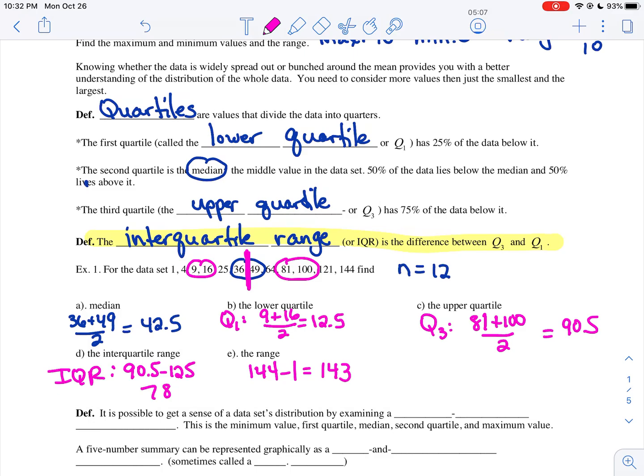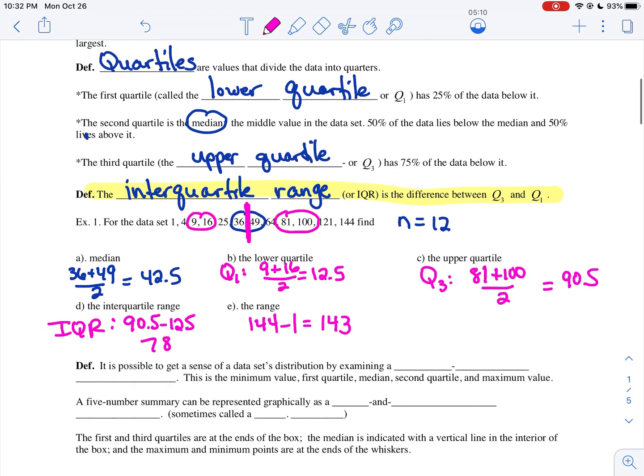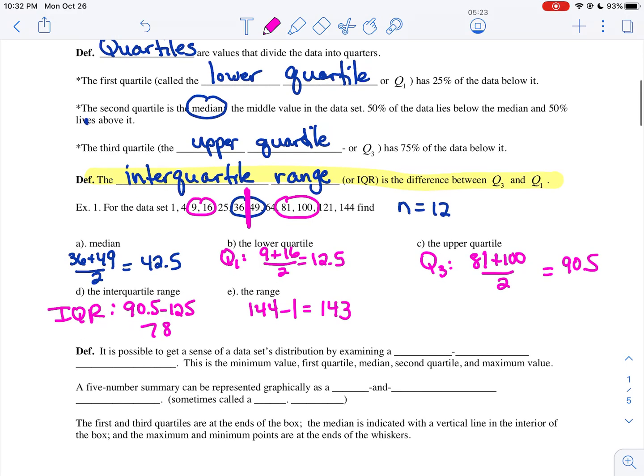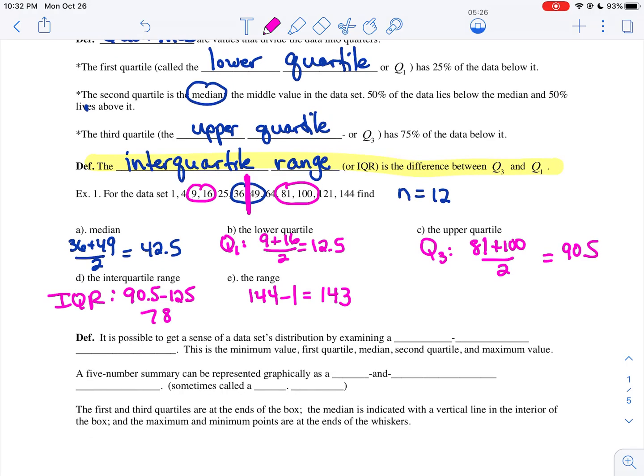So let's stop and think about this. If I looked at the data set, the median or the middle is 42.5, but it has a really big range of 143. Okay? So it is possible to get a sense of a data set's distribution by examining something called a 5-number summary. A 5-number summary is the minimum value, the first quartile, the median, the third quartile, and the maximum value.